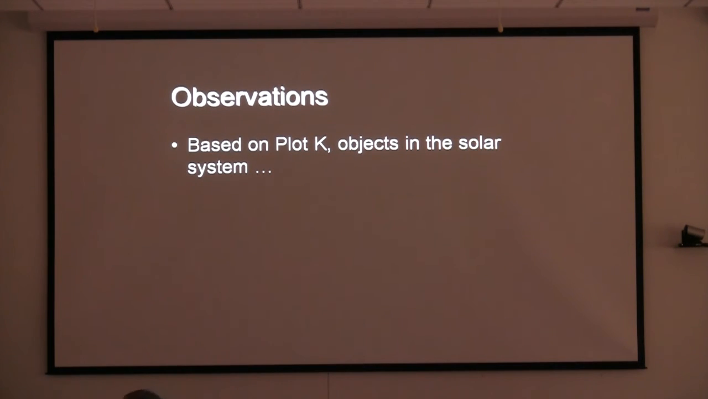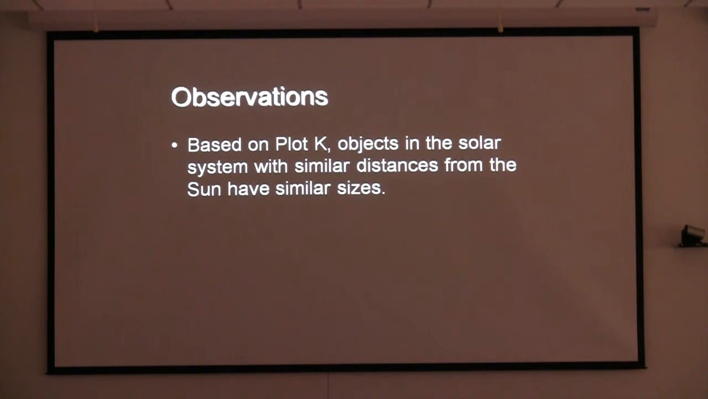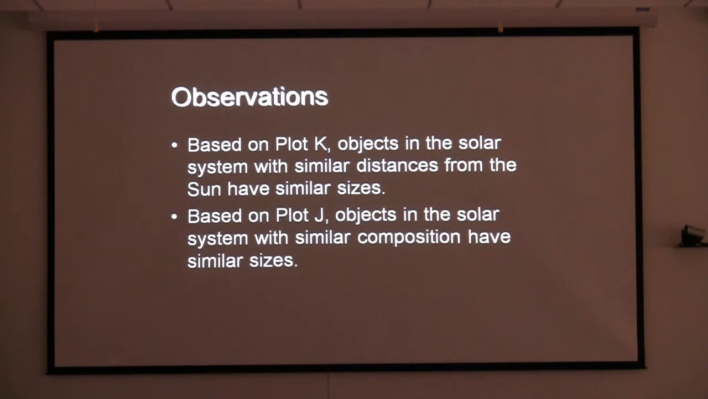Oh, we should actually have plot K in front of you at this point, sorry. I shouldn't ask you to make a conclusion from a plot that you don't have in front of you. All right, but she said it right anyways. With similar distances from the sun, have similar sizes. That's kind of funky. Sounds pretty much like what we just said on plot J, doesn't it? What did we say on plot J? Based on plot J, objects in the solar system with similar composition have similar sizes. All right? Isn't that what we said about plot J?